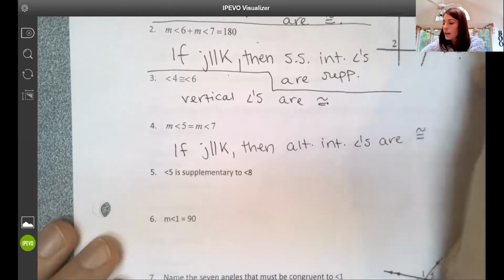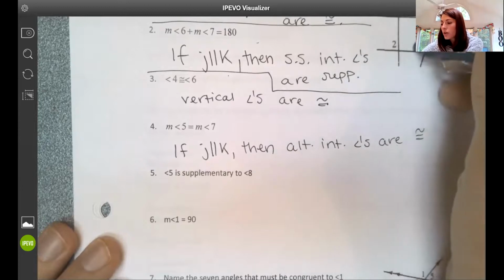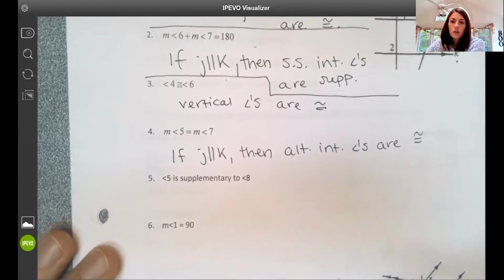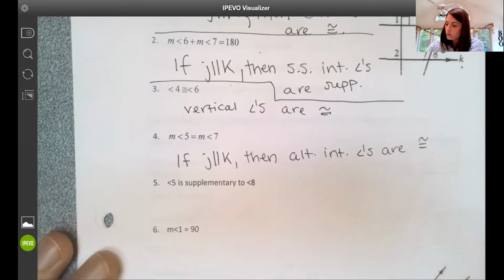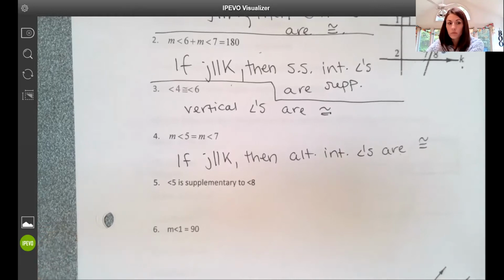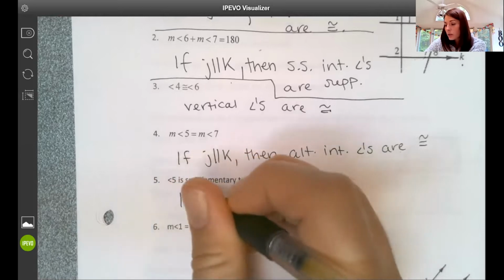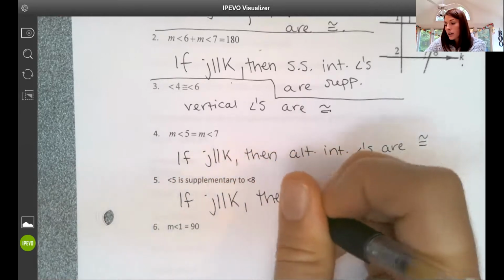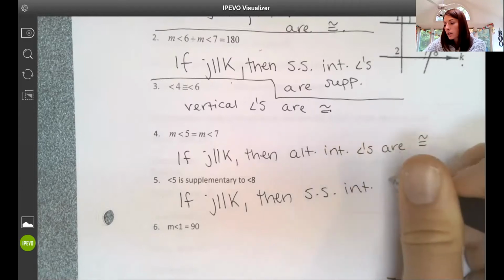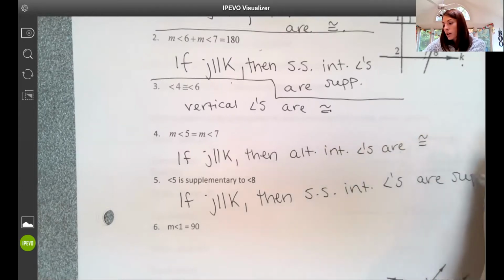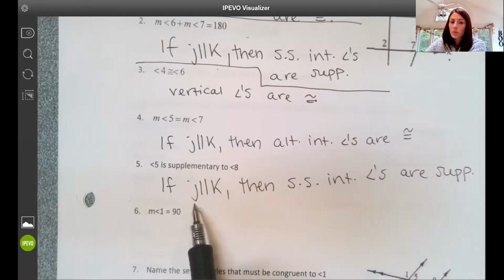5 is supplementary to 8. What type of relationship do 5 and 8 have? They're same side interior. Same side interiors being supplementary is dependent on them being parallel lines. That's when I need the if-then. So 5 and 8 are only supplementary if J is parallel to K, then same side interior angles are supplementary. It's dependent on it being parallel.